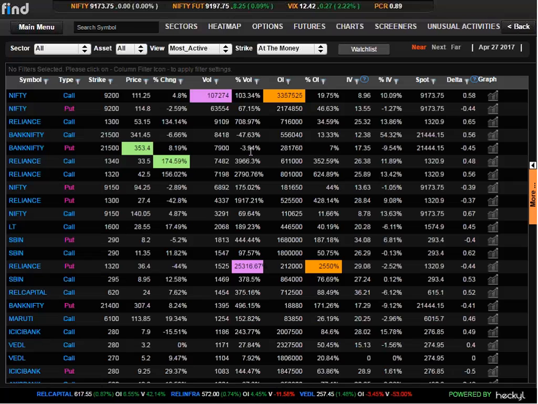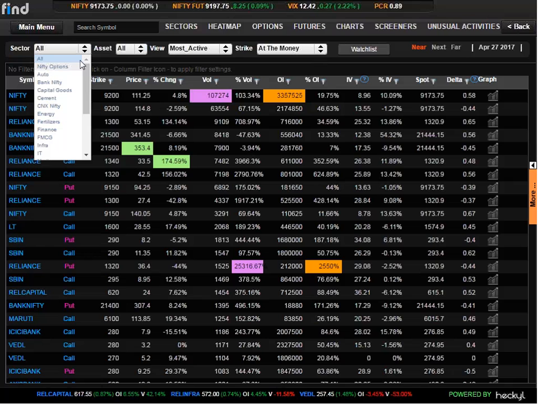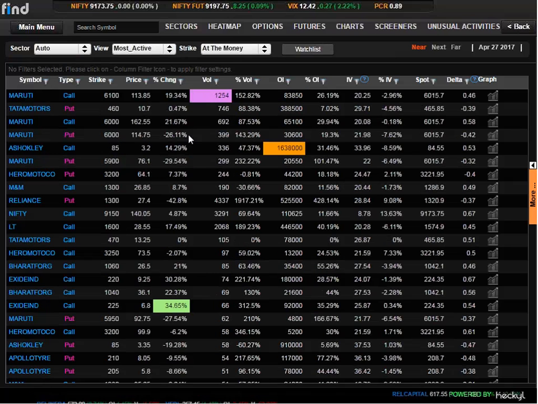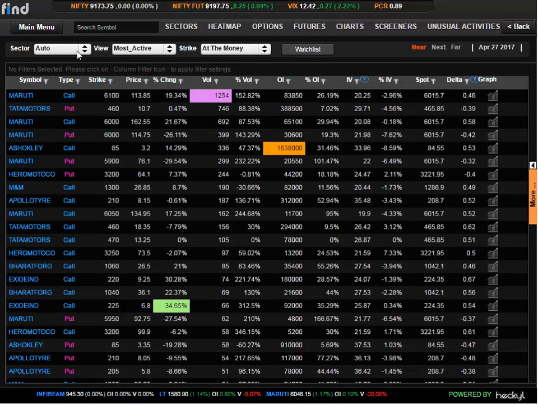So it was always advisable to take trades in the at the money options, and this tool will help you if you have been taking a trade. If you want to take a trade according to what sectors have been buzzing on the options front, you can just select the sector and click on the at the money.